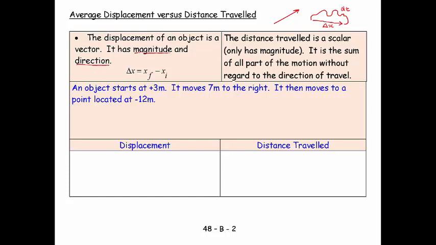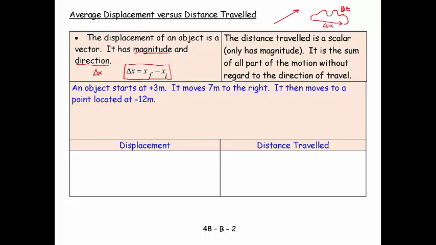I shouldn't say dt like that, should I? Let's say big D, big T, so I don't get it confused with other things. So the equation is displacement. Delta x to me is one word and it means displacement. So my displacement is equal to my final position minus my initial position. And we always go final minus initial.